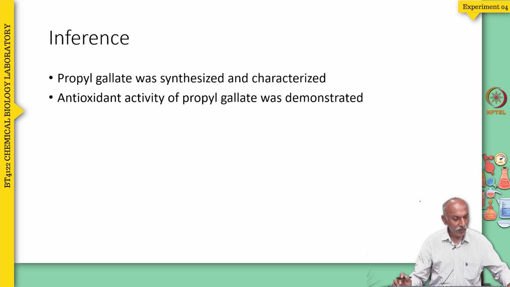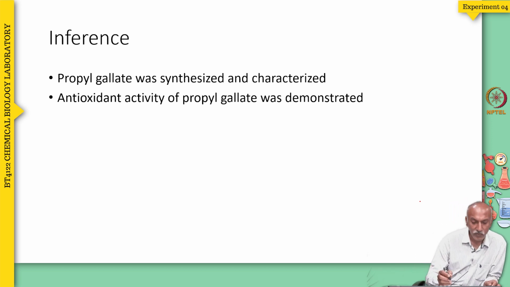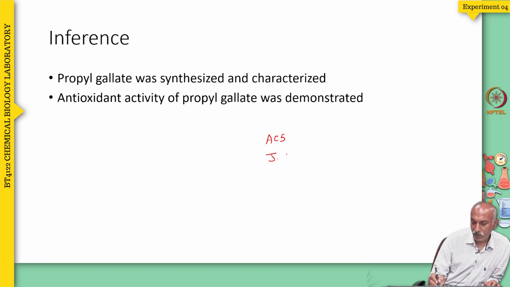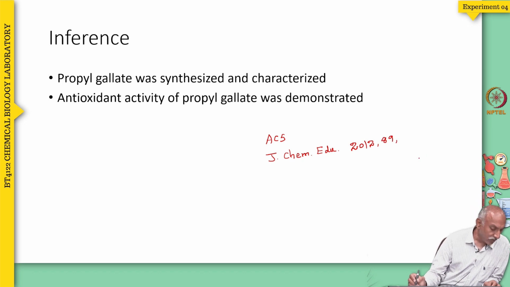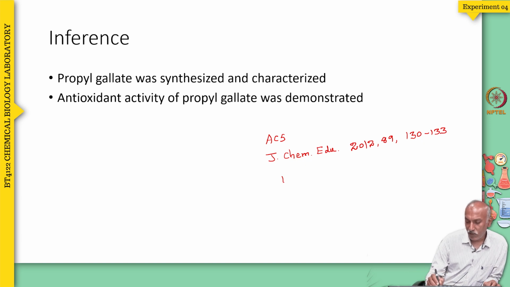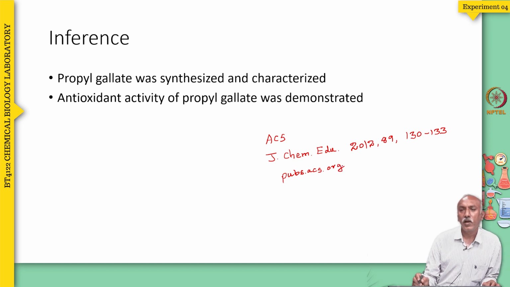Please, the reference for this experiment is again the ACS Journal of Chemical Education. The year was 2012. The volume number was 89, the page number was 130 to 133. So, the article can be accessed from pubs.acs.org, and the institute has this access.